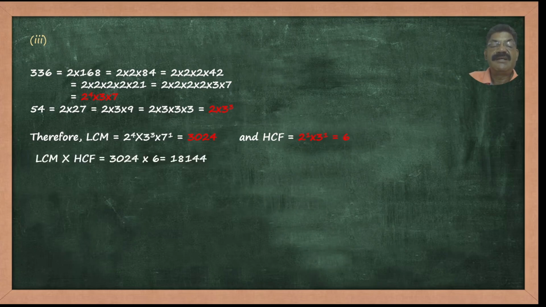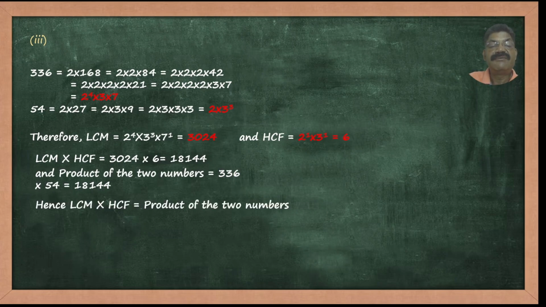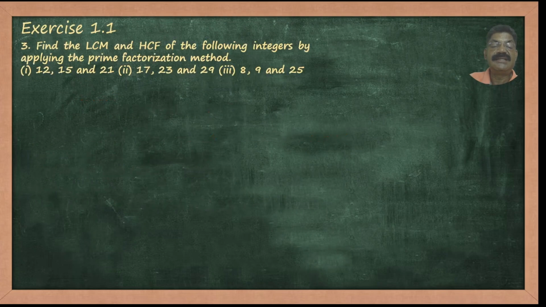Product of LCM and HCF is equal to 18,144. At the same time, product of the numbers also 18,144. Hence, for the last sum also, the result is verified. Next, third sum. Find the LCM and HCF for the following integers by applying the prime factorization method. 3 numbers are given. Okay, let us consider the first problem.